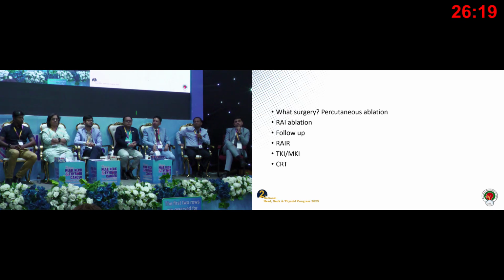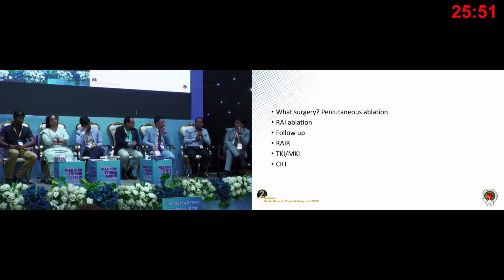Size has increased now, 3 or 4 centimeter. What will you do? Usually the recommendation is, if more than 1.5 centimeter, then we will do fine needle aspiration cytology. If less than 1.5 centimeter but TIRADS 4 or 5, then we will do fine needle aspiration cytology. But the size is increasing. Now its size is almost 4, but benign.